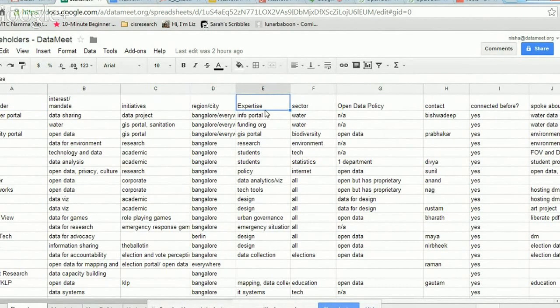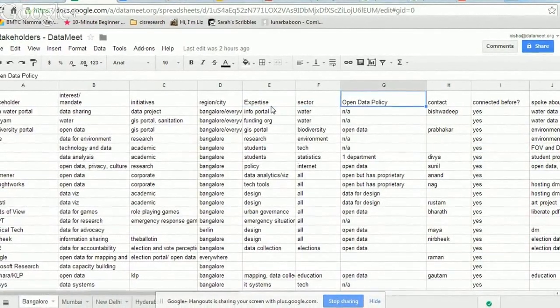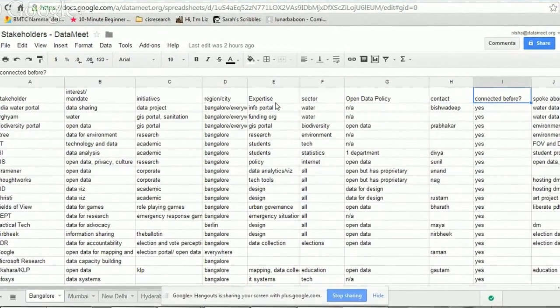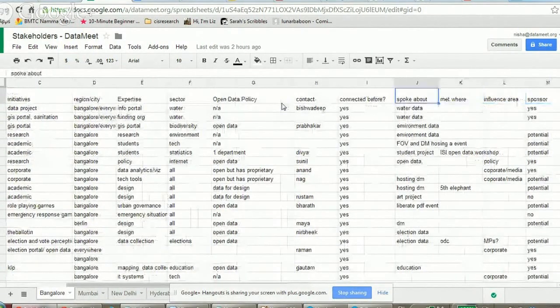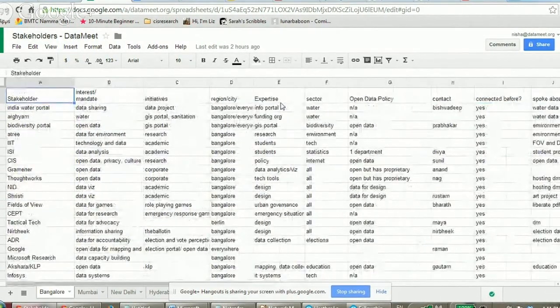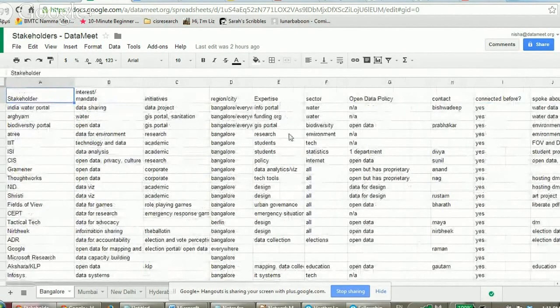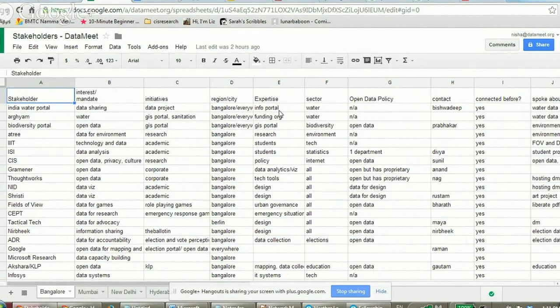So I kind of do, who's the person, why are they interested in data, what kind of initiatives are they doing, where are they based, what is their particular expertise, what sector do they work in, what is their personal open data policy, contacts, are they willing to be a sponsor for an event, and so on. And you don't have to fill out everything. It doesn't have to be this immaculate database, but it does help you when you're going back and trying to understand who the players are. You have a list ready. It's contact management in its basic form, but with these additional contextual ideas around it.